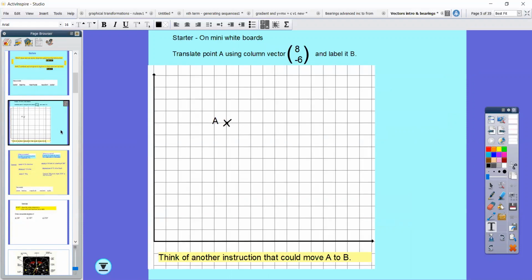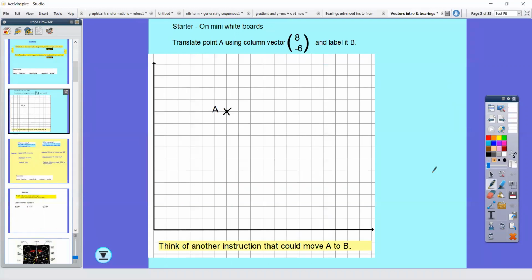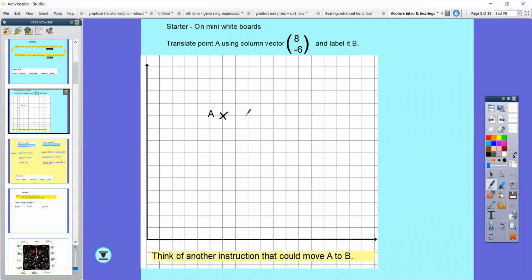I've used mini whiteboards here. 8, minus 6, and label it B. Think of another direction that can move A to B. 8, minus 6. Okay, so 8, minus 6 would be 1, 2, 3, 4, 5, 6, 7, 8, and 1, 2, 3, 4, 5, 6. That would be there.